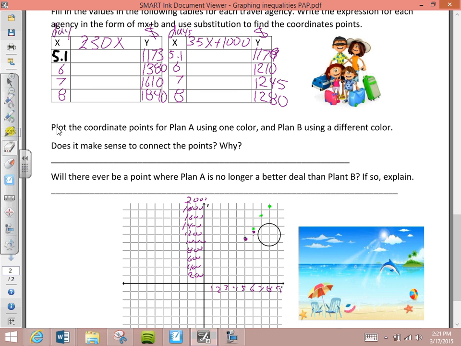Let me redo this. It looks messy. This is the 13 line in the middle. It was 1210, 1245, 1280. There it goes.